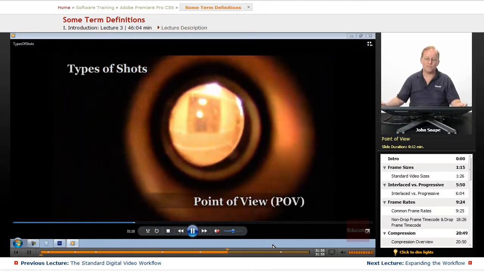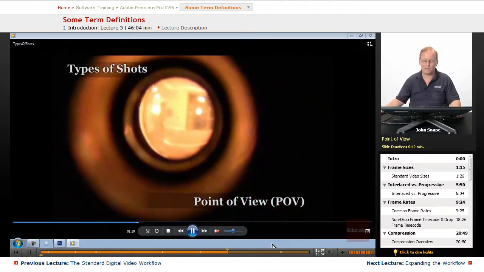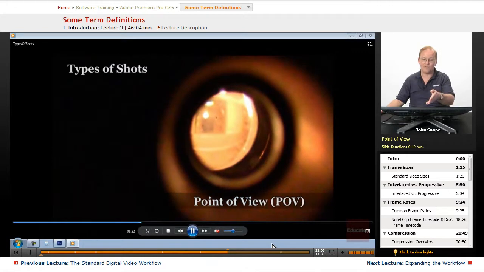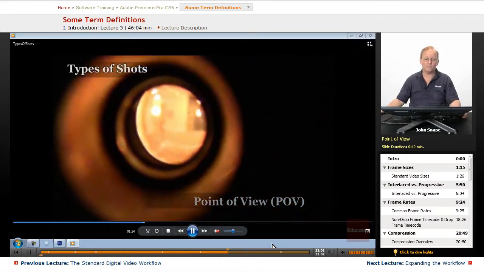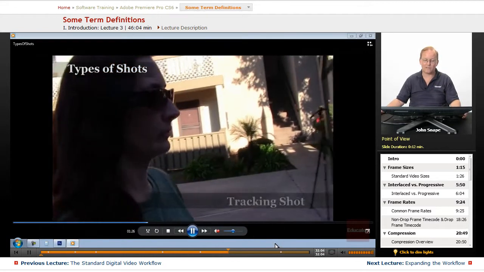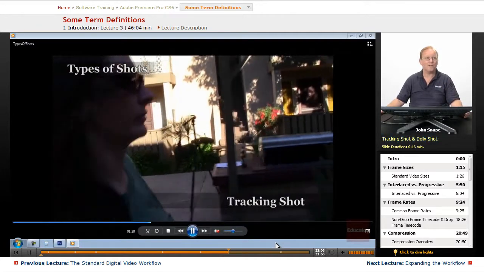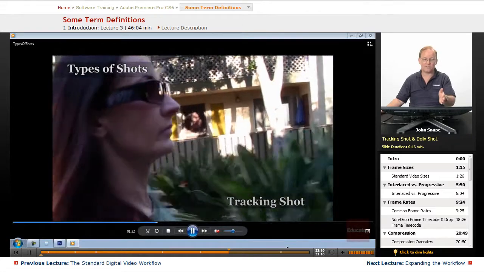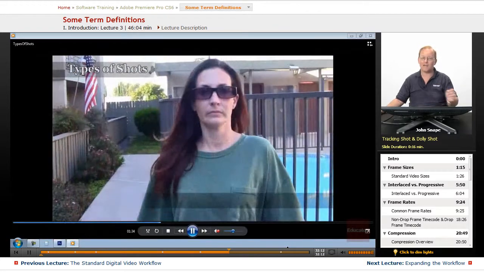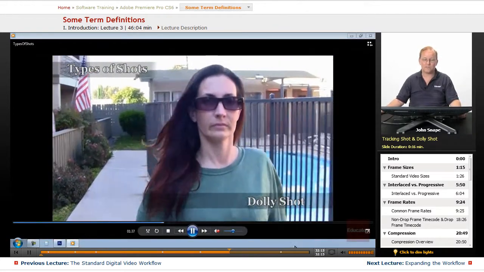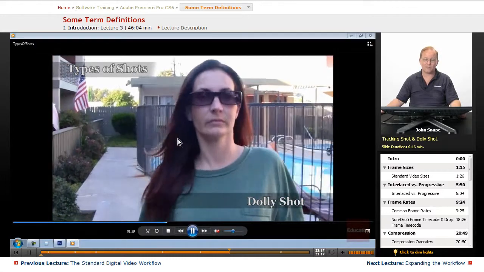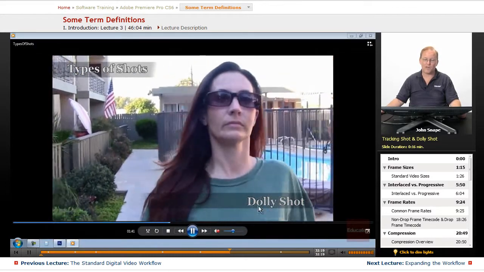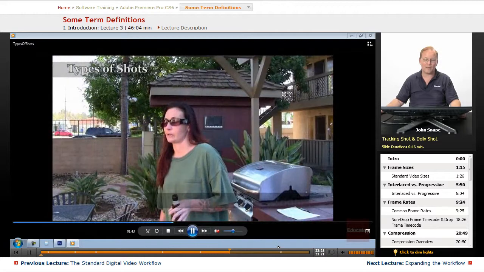The point of view is what a person would see. If you have somebody looking out a peephole, that's their point of view. It's not showing them looking out, it's what they actually see. The tracking shot is used for, as you can see, it's following along on the side of a moving subject. And the dolly shot is either coming forward or backward, following them from the front or from the back.